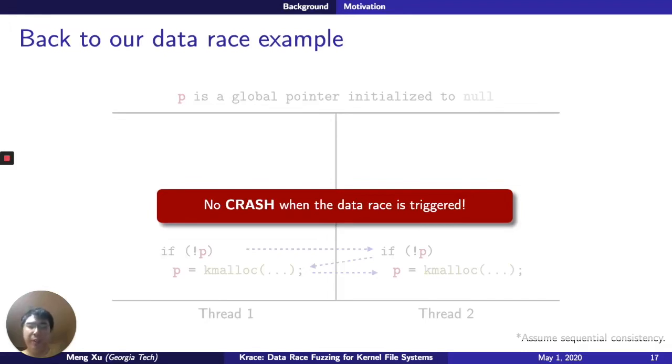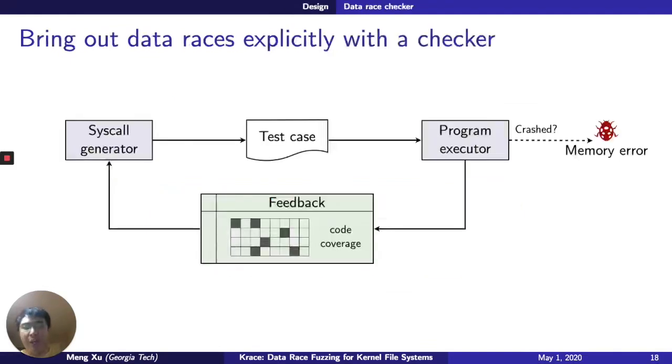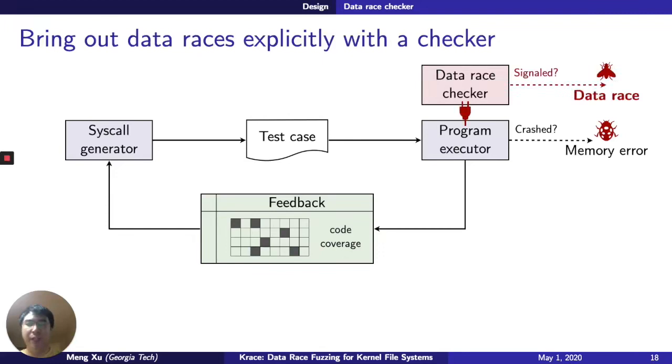And basically, when the data race is triggered, it might return some wrong error code to the user, but it's not going to crash the kernel. And as we see in the procedure, if it's not going to crash, we don't think that there's an error here. So in order to bring the data race explicitly out of the framework, we actually need a different set of checkers, which is called data race checker, to say that even if there's no crash, but if you observe a behavior like this, we're going to say there's a data race.